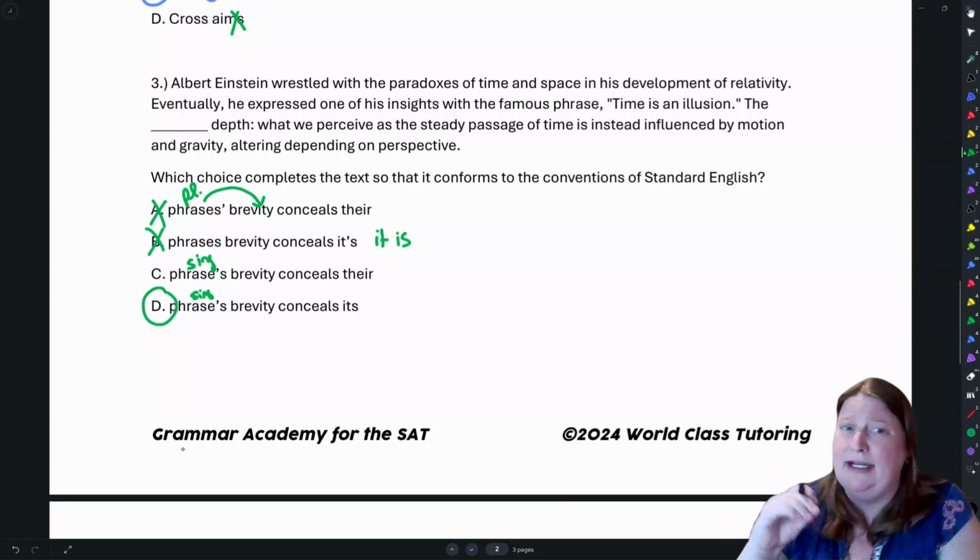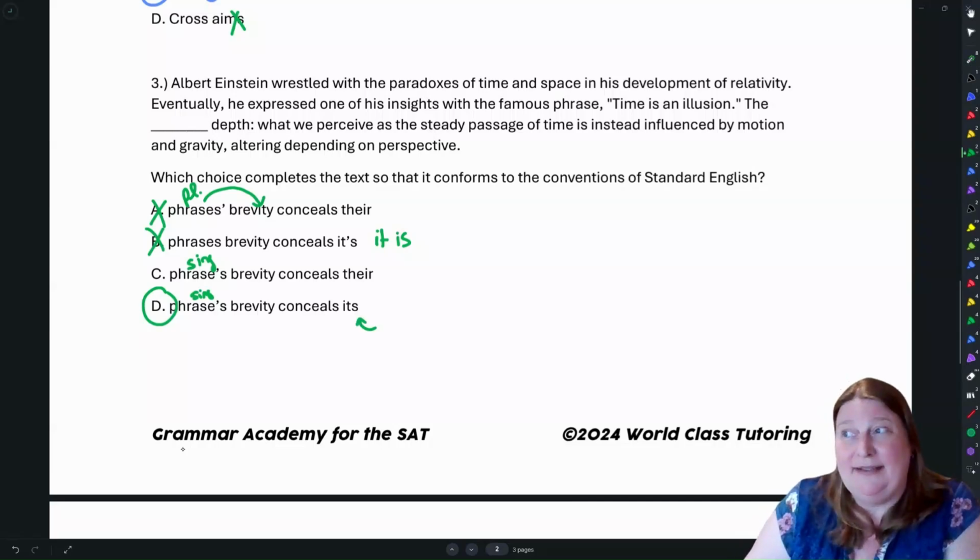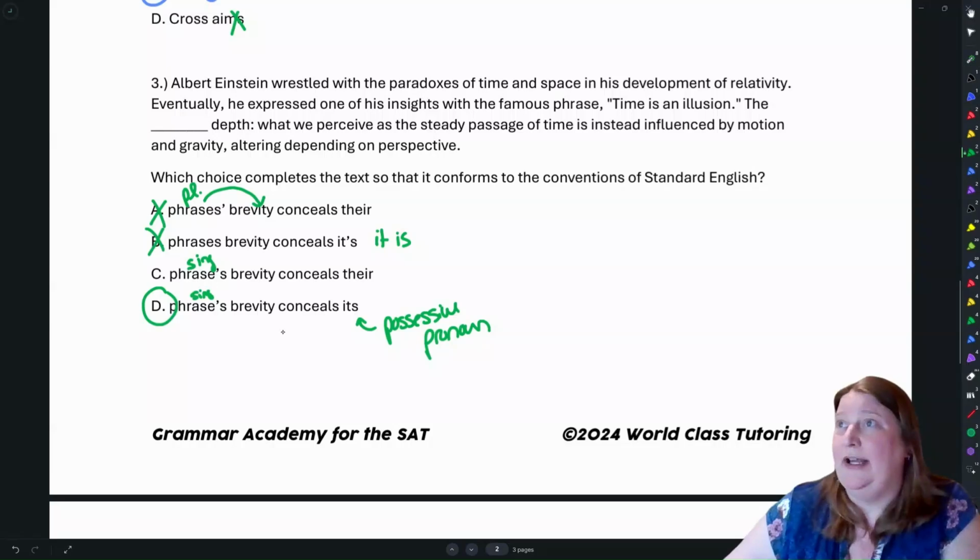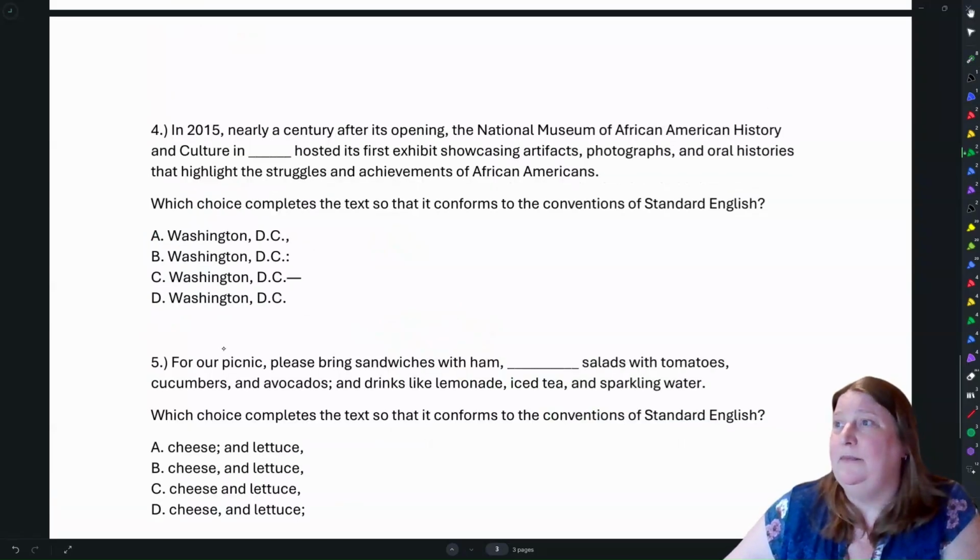So an apostrophe on a noun makes it possessive, but on a pronoun, apostrophe is something very different. It is for a contraction. So when you use a possessive pronoun, there's no apostrophe at all. So ITS right here, that is a possessive pronoun. And it is the correct answer for number 3. All right, moving on to number 4.